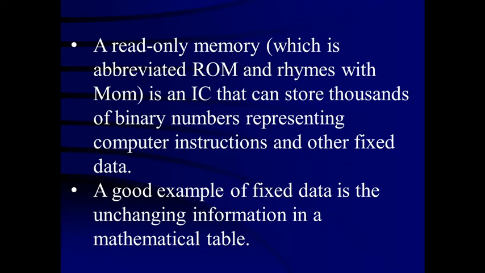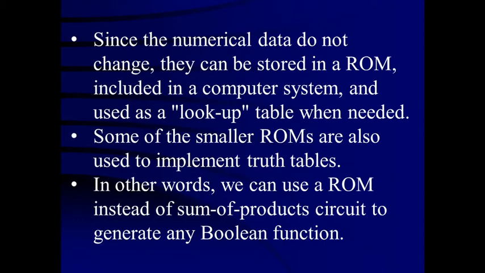A good example of fixed data is the unchanging information in a mathematical table. In a mathematical table, if some data is given to you and you have to do some arithmetic on that data, then whatever data is given to you is your permanent data, or unchanging data, or fixed data. And there may be software, a set of instructions, a program which cannot be changed. That is known as permanent data, and that can be stored in a ROM.